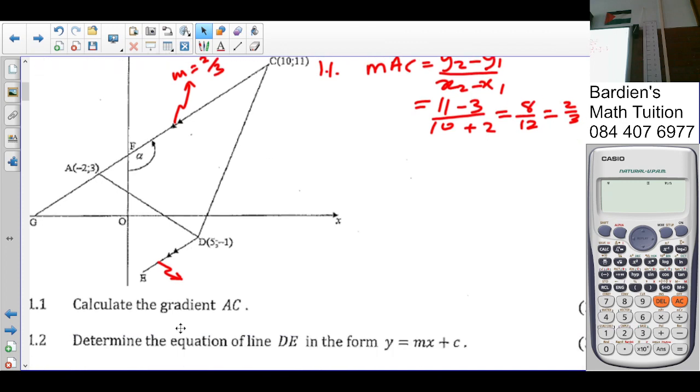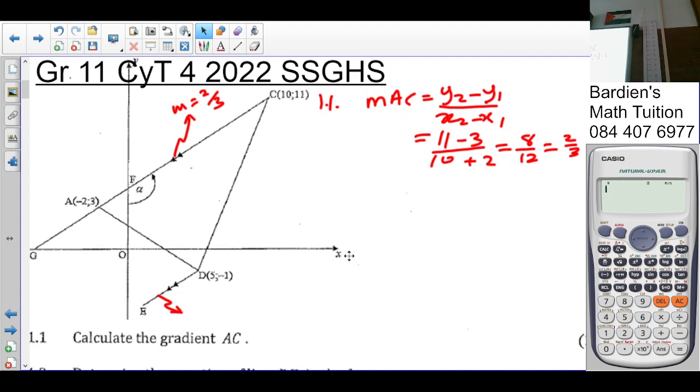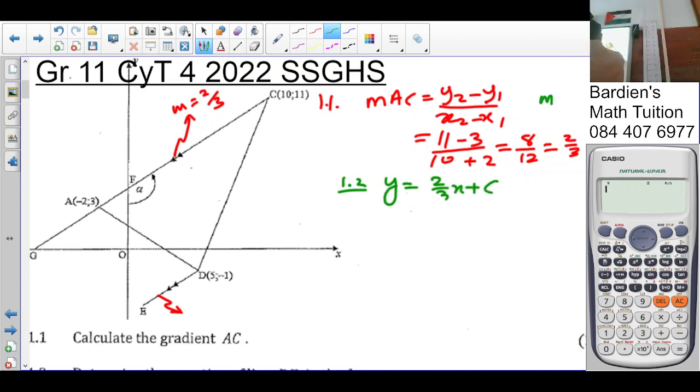The next question says determine the equation of line DE in the form y is equal to mx plus c. So what do we know? The gradients are the same. So in 1.2 the equation is y is equal to 2 over 3x plus c. If you wanted, you could have first written the gradient of AC is equal to the gradient of ED, which is equal to 2 over 3. But if you substituted it there, you don't have to actually state it.